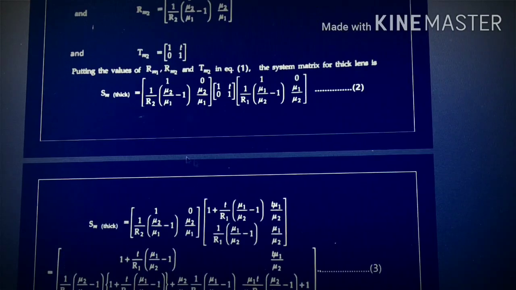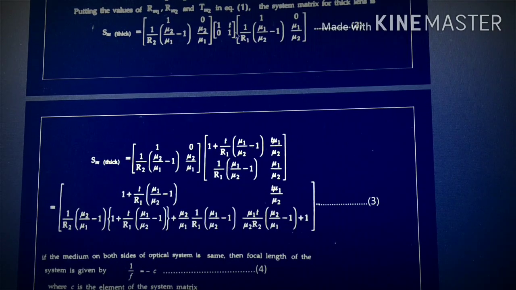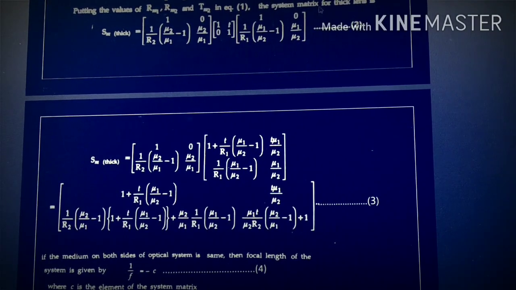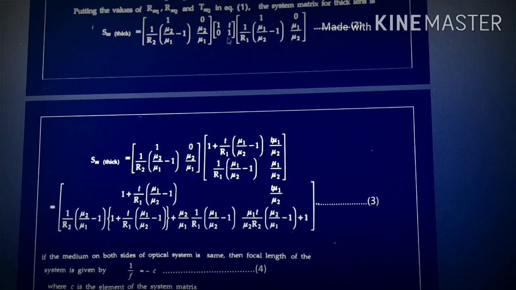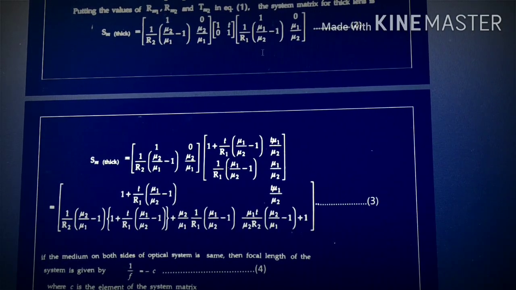First we fix the first matrix, then multiply the next two matrices. There are two rows and two columns: first row first column, first row second column, second row first column, second row second column. Similarly for the third matrix. So how to multiply? First row first column, first row second column, second row first column, second row second column.